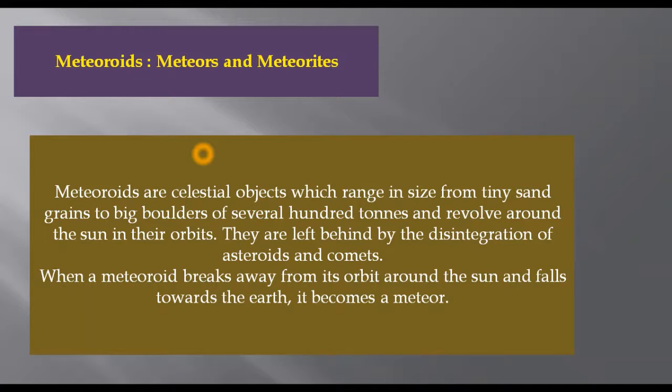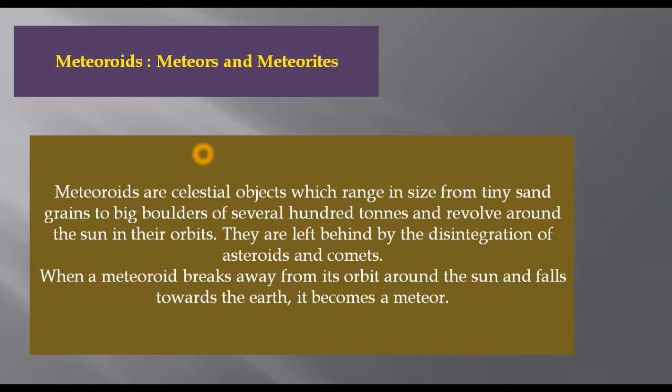And these meteorites are mainly left by the disintegration of asteroids and comets. That means when asteroids and comets disintegrate, as we had discussed already in asteroids, sometimes the orbiting asteroids collide with one another and they break into tiny pieces and form meteorites. So when asteroids and comets disintegrate, meteoroids are left behind. And these are much smaller than asteroids and comets, and they are present throughout the solar system. And again, they are members of our solar system because they revolve around the sun.